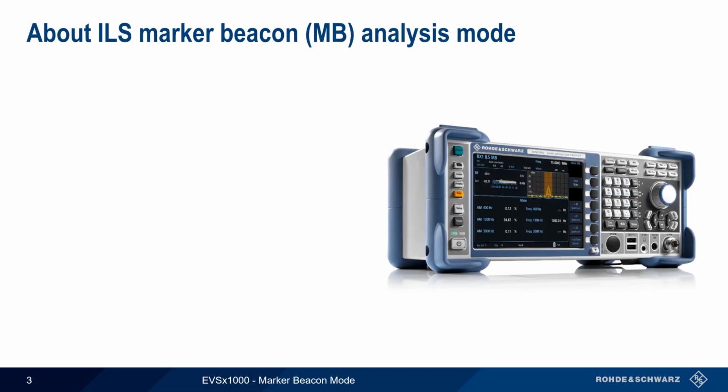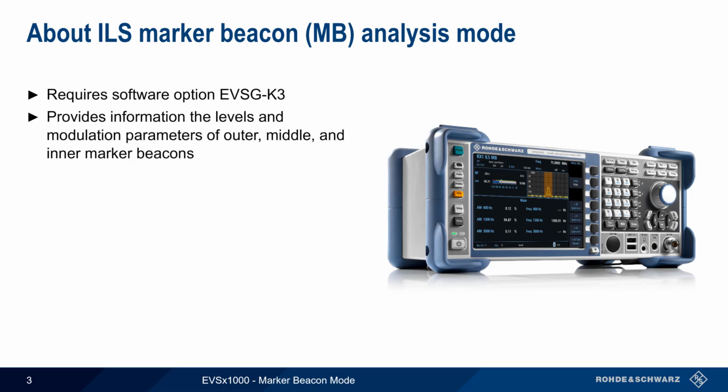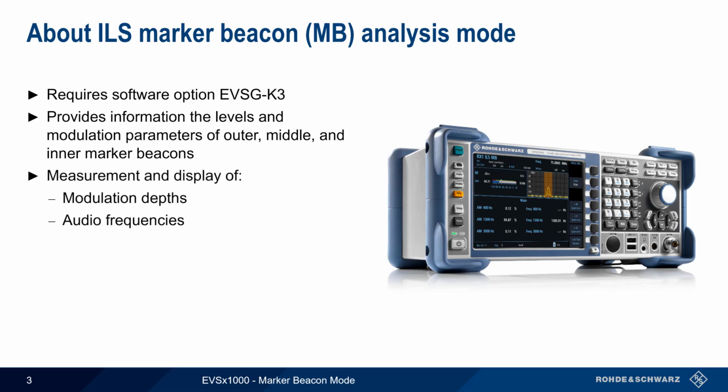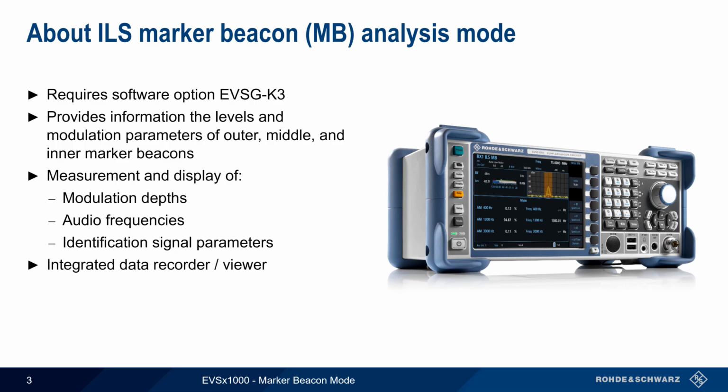Marker beacon analysis is enabled by software option K3 and provides information on levels and modulation parameters of outer, middle, and inner marker beacons. These measurements include various modulation depth measurements, audio frequency analysis, and ID signal parameters. Measurement data can also be recorded for viewing on the EVS or for external analysis.